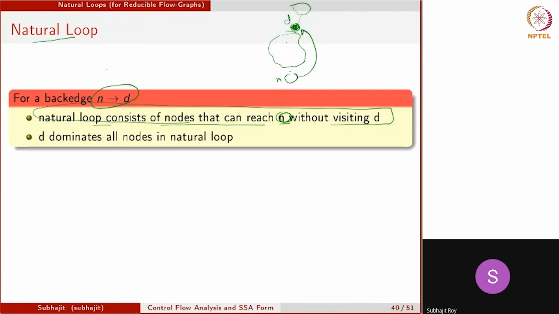But intuitively, if there are nodes lying between n and d, covered by this back edge, then those nodes will not have to touch d. They can directly come to n. And of course, there is an interesting property that d will dominate all nodes in the natural loop, because you will surely be entering through d. So what is a natural loop? A natural loop is a set of nodes, and nodes are essentially basic blocks. It is a set of basic blocks in the control flow graph such that you can visit the loop tail n without hitting the loop head, which is d. I'll say this is referred to as the loop head, and this is referred to as the loop tail.